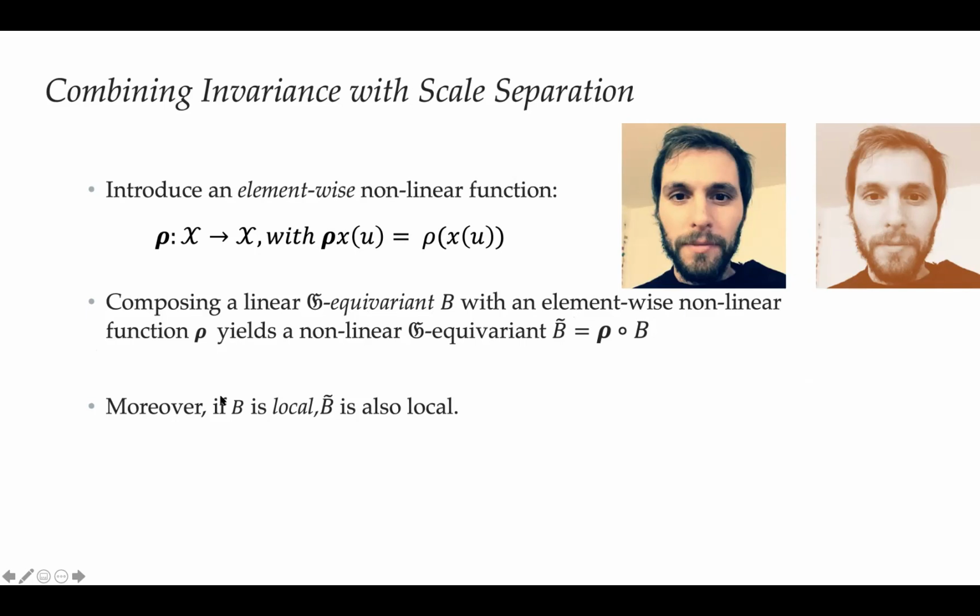And moreover, if I make it such that these equivariants are local, in the sense of a multi-resolution analysis, then because I'm composing with an object that has no receptive field, this operator is element-wise and the receptive field is not increased. So B tilde is also local.